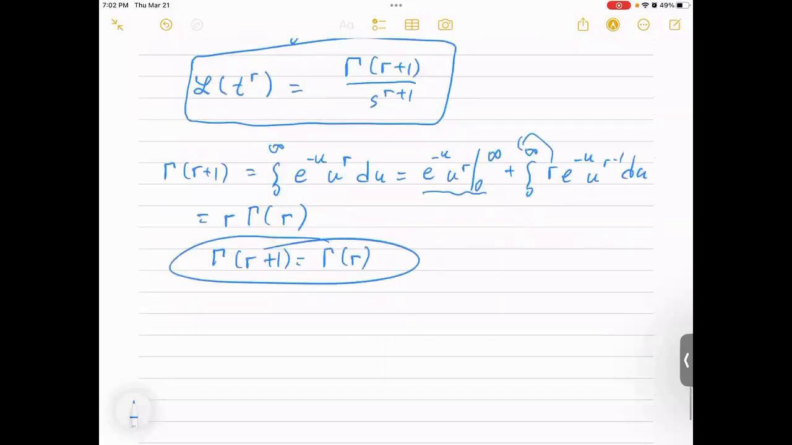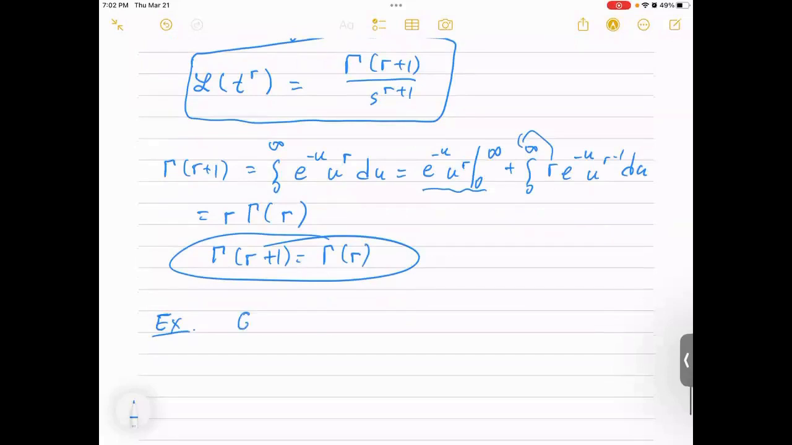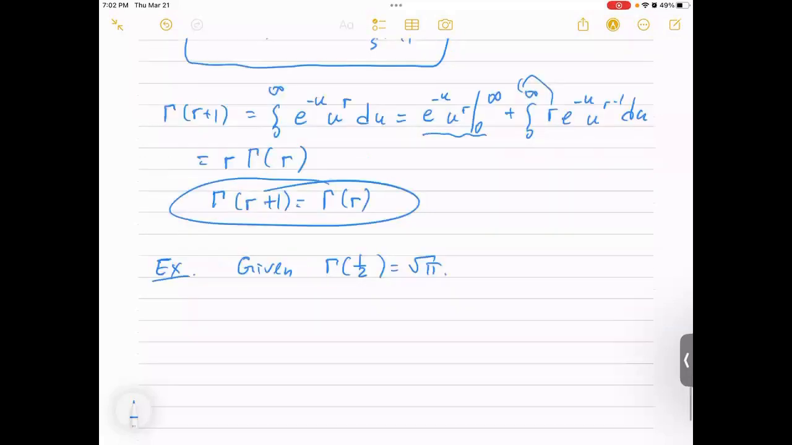Okay. Now let me try to use that gamma function in one example. Say somehow we know that the gamma function of 1/2 equals the square root of pi. So what we want to do is calculate the Laplace transform of t raised to 1/2.